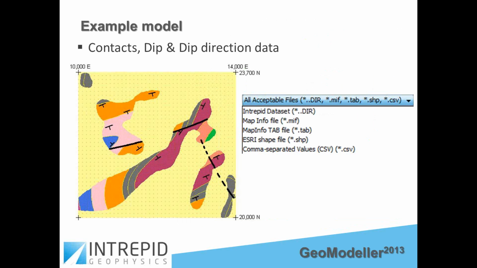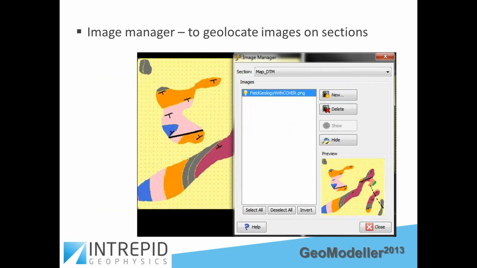Now I'd just like to show you an outcrop map which contains field observations. Of course, there are many ways to import data into your model using external file types, but here I'd like to show the way that you can actually digitize directly into your GeoModeller workspace. And so this next slide is just to show you that we have an image manager in GeoModeller, and it's similar to many other GIS packages.